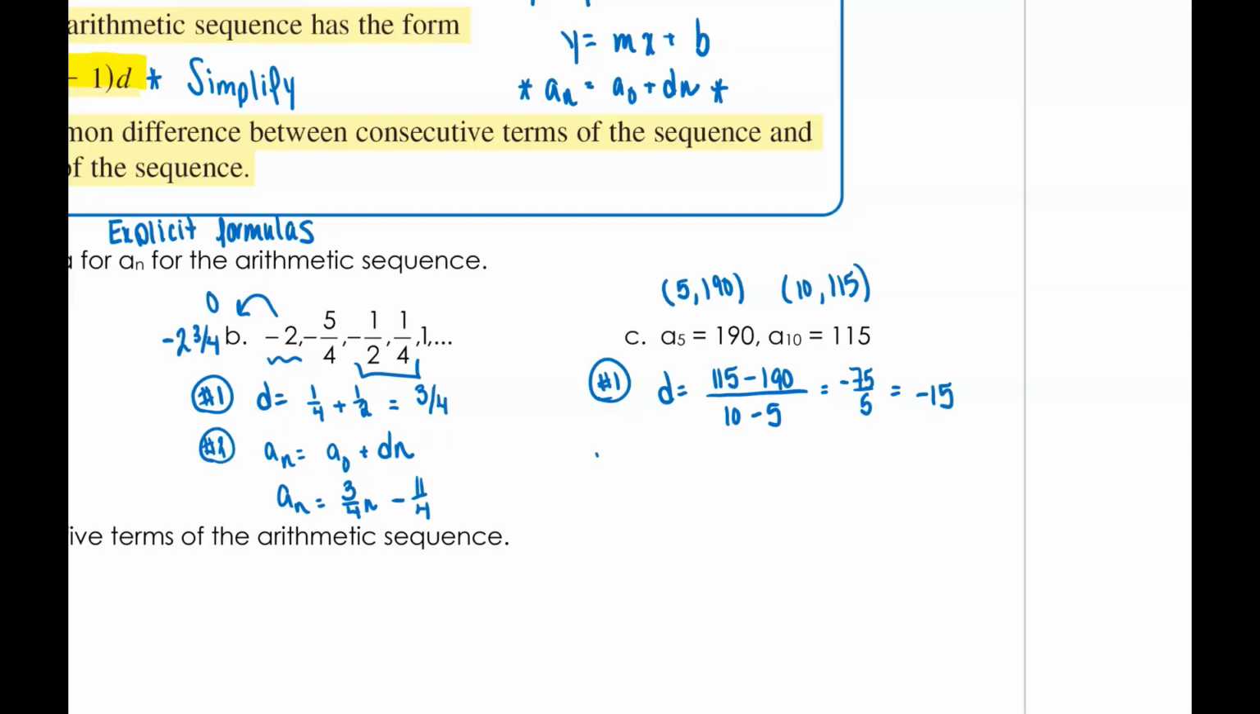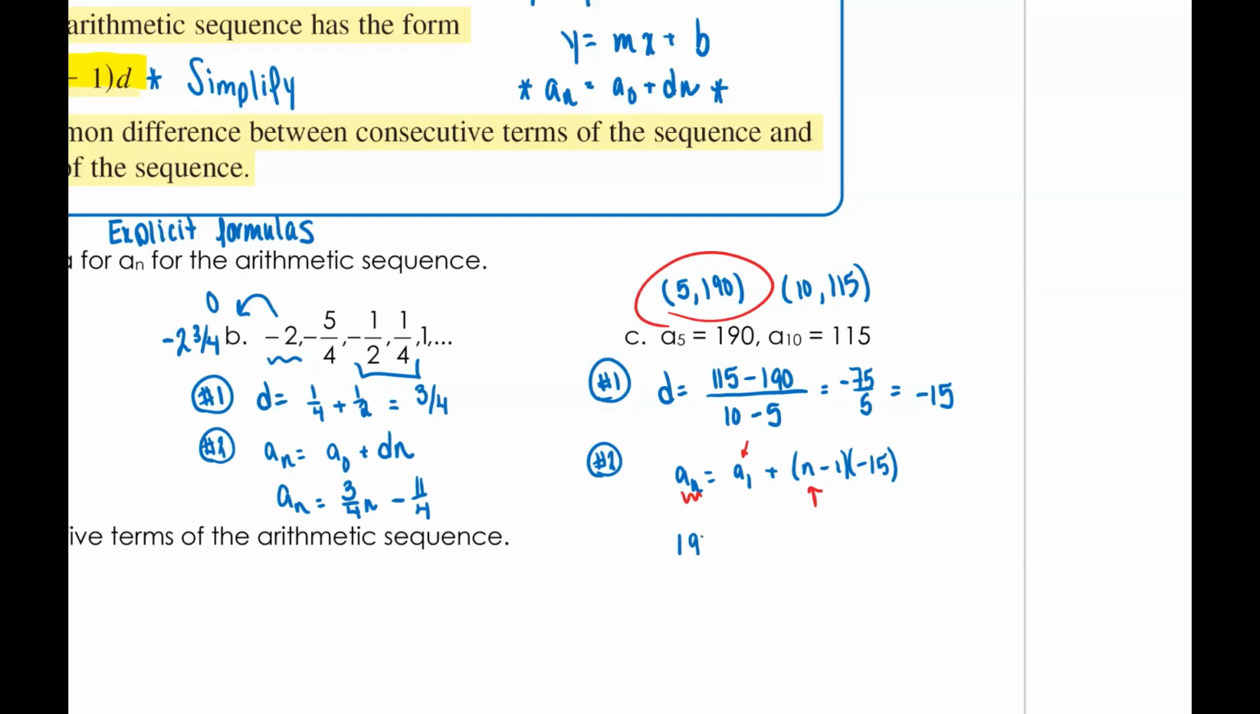Okay, next. So this time I'm going to use a sub n is equal to a sub 1 plus n minus 1 times d, which is negative 15. Now, notice that you have two terms to work with. So I'm going to substitute the term value and the term number so that I can solve for a sub 1. So I'm going to use 5 and 190, but it doesn't matter which point you want to use.